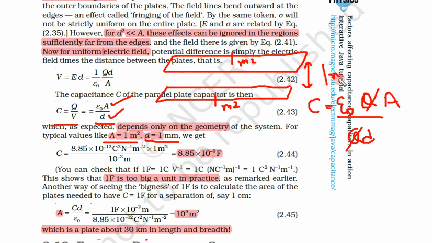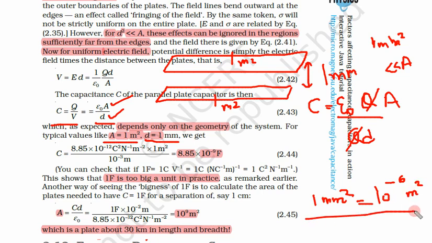So here you can also see that 1 millimeter square, the d square, which is 1 into 1 millimeter square, is much smaller than the area. Area is quite big because 1 millimeter square is equal to 10 to power minus 6 meter square. So d square is much smaller than the area of the plates. So let us calculate the capacitance in that case.